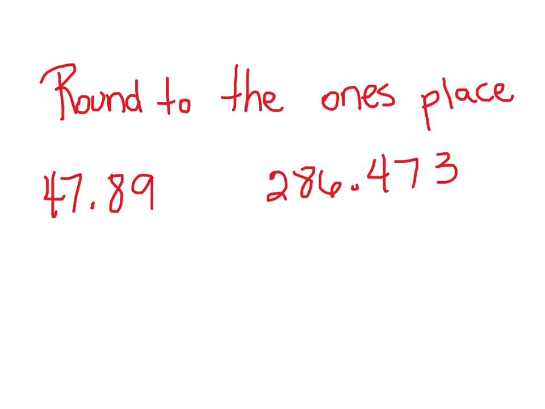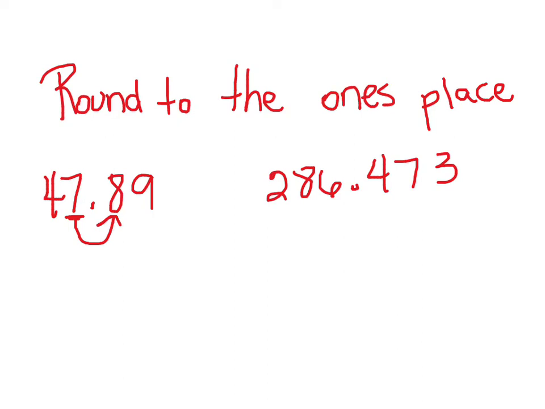Okay, next, round to the ones place. Well, the ones place is the place value to the left of the decimal. So it's the first place to the left of the decimal. So that's the 7. So the 7 goes over to the 8. And yes, you can go across the decimal to round. So 7 goes to the 8.